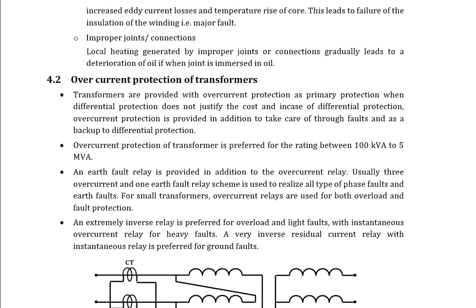Usually a three overcurrent relay and one earth fault relay scheme is used to realize all types of phase faults and earth faults. So when we use overcurrent protection for transformers, we have to provide three overcurrent relays and one earth fault relay to realize all types of phase faults and earth faults. For small transformers, overcurrent relays are used for both overload and fault protection.